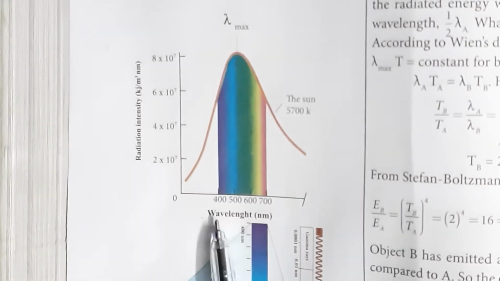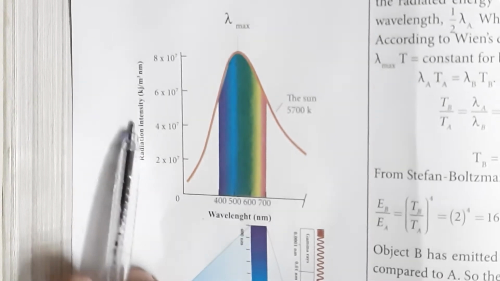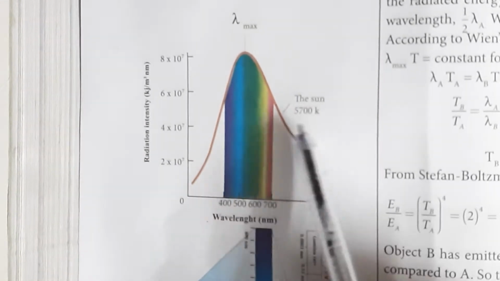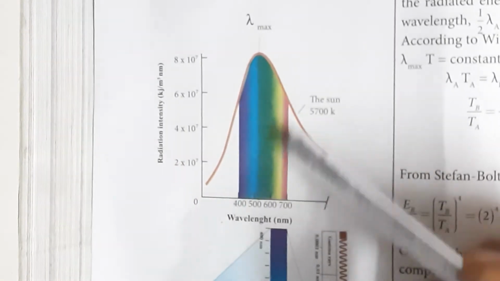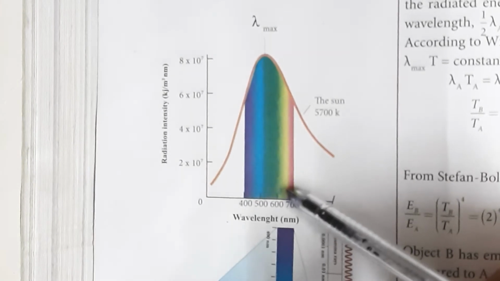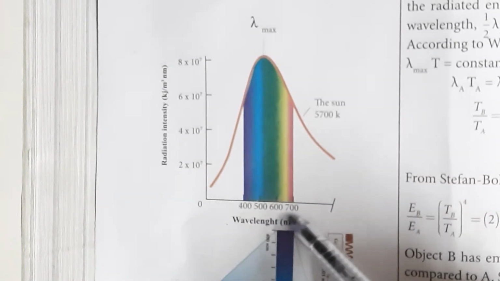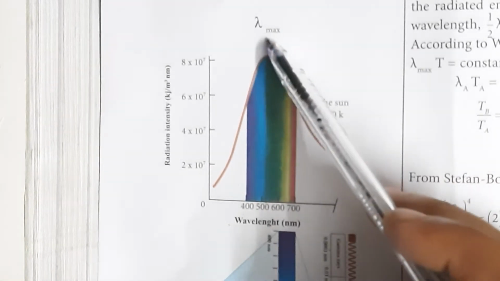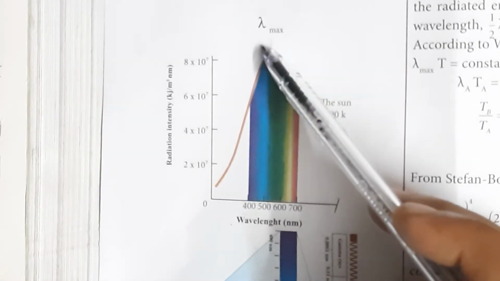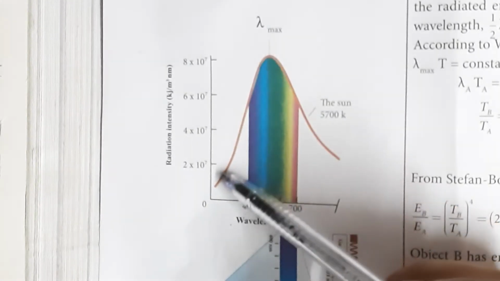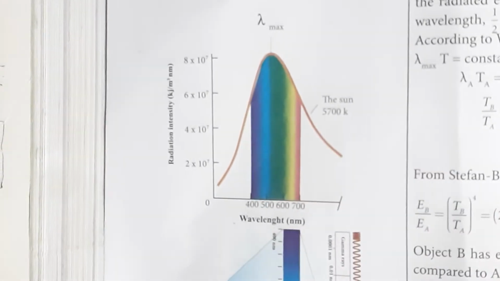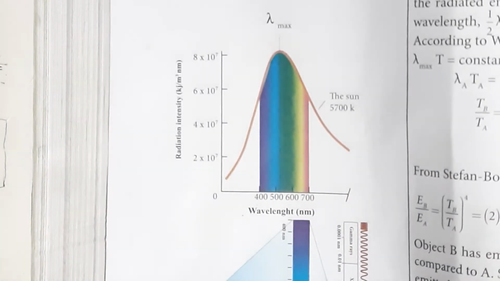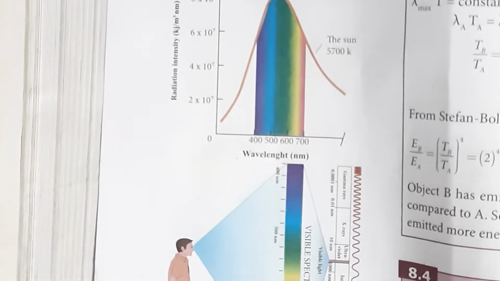Look at this figure, wavelength and radiation intensity. For 5700 Kelvin, we get a curve like this. Here, these are the areas we are able to see, of the order of 400 nanometer to 700 nanometer. Accordingly, if you plot the lambda value, we get this peak. So our eye can see only this kind of light.